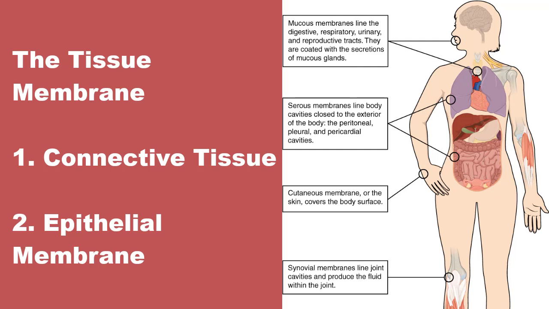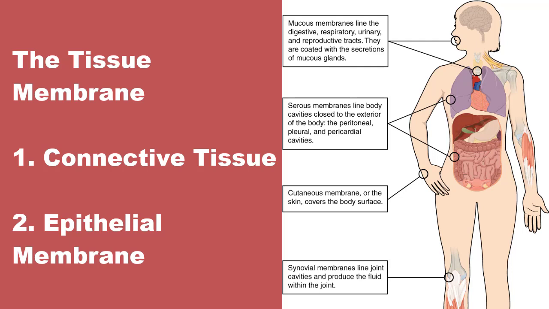A synovial membrane is a type of connective tissue membrane that lines the cavity of freely movable joints. For example, synovial membranes surround the joints of the shoulder, elbow, and knee. Fibroblasts in the inner layer of the synovial membrane release hyaluronan. I'll repeat, it releases hyaluronan into the joint cavity.